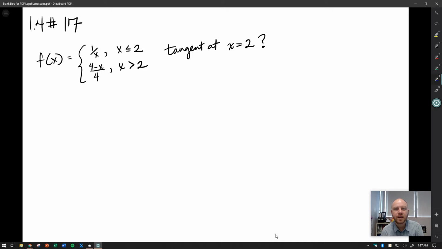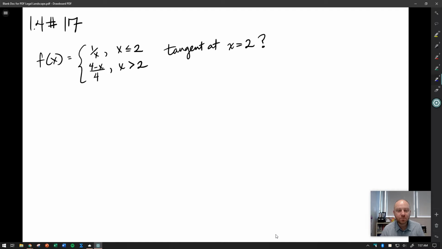Here's number 17 out of 1.4. We have a function, f of x is equal to a piecewise rule of 1 over x for all x less than or equal to 2, and 4 minus x over 4 for all x greater than 2. The question we're asked is, does this function have a tangent line at x equals 2?